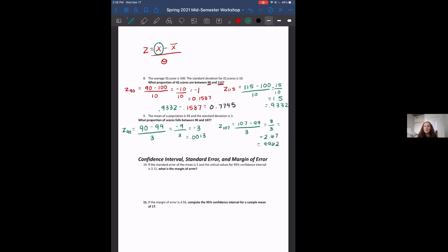So now we need to subtract the smaller one from the bigger one, right? So we're going to do 0.9962 minus 0.0013. What is the answer? Yes, okay, good. 0.9949, or rounded would be 0.995. Good, so that's our answer. Does anyone have any questions on that one?